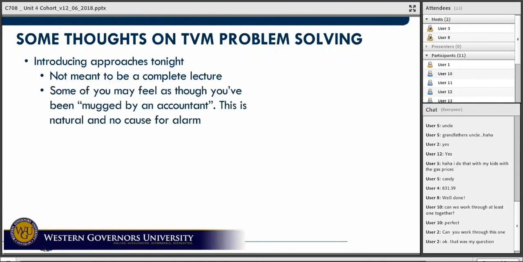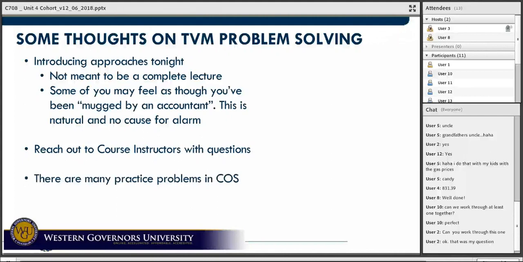You might feel though you've been mugged by an accountant. Very natural, no cause for any alarm. Please reach out to the course instructors with questions. You need to see these problems, and then you need to work through them in the text and do the practice questions in the text. There is a bit of practice involved, so it's not that you'll understand it tonight, but in terms of being able to do it, you're going to need to practice a few times and then get back to one of the course instructors. Any of us would be happy to help you.